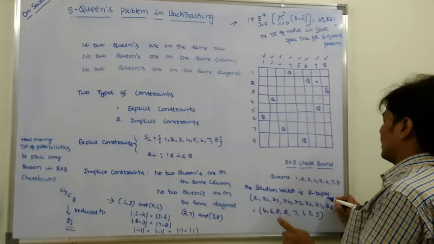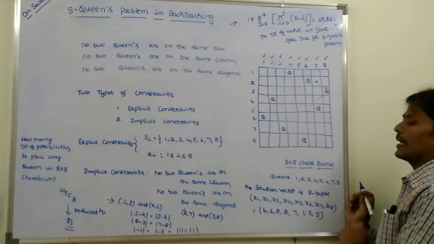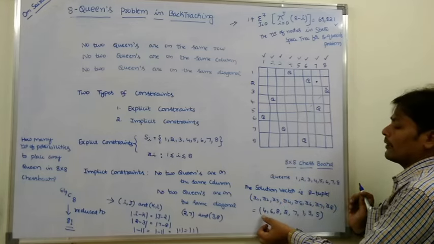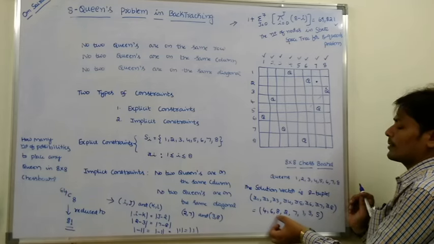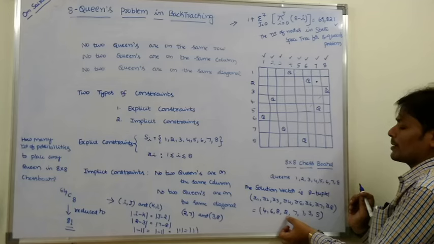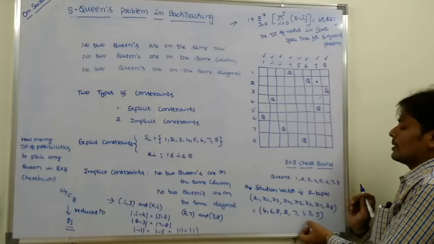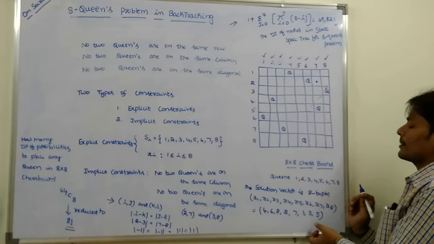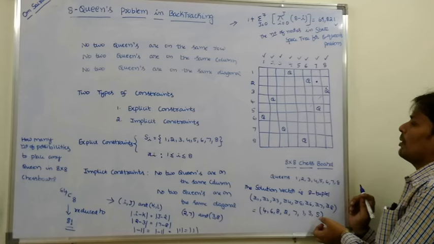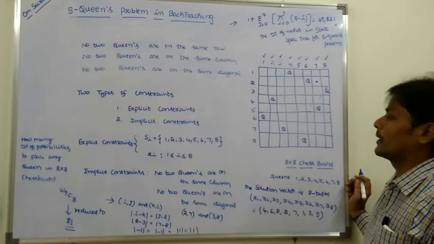That is x1, x2, x3, x4, x5, x6, x7, x8. So the first queen can be placed on the fourth column, the second queen on the sixth column, the third queen on the eighth column, the fourth queen on the second column, the fifth queen on the seventh column, the sixth queen on the first column, the seventh queen on the third column, and the eighth queen on the fifth column.